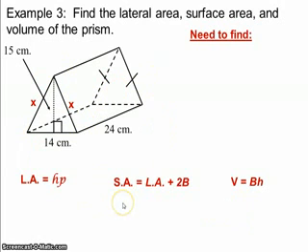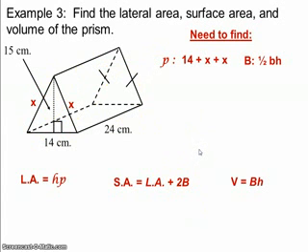Okay, what we need to find, we're given the height, but we don't know the perimeter yet, and we're going to need to find the area of the base eventually. Our perimeter is going to be 14 plus x plus x. Since this is an isosceles triangle, we know that those are both x. And our area of the base is going to be half the base times the height of this triangle.